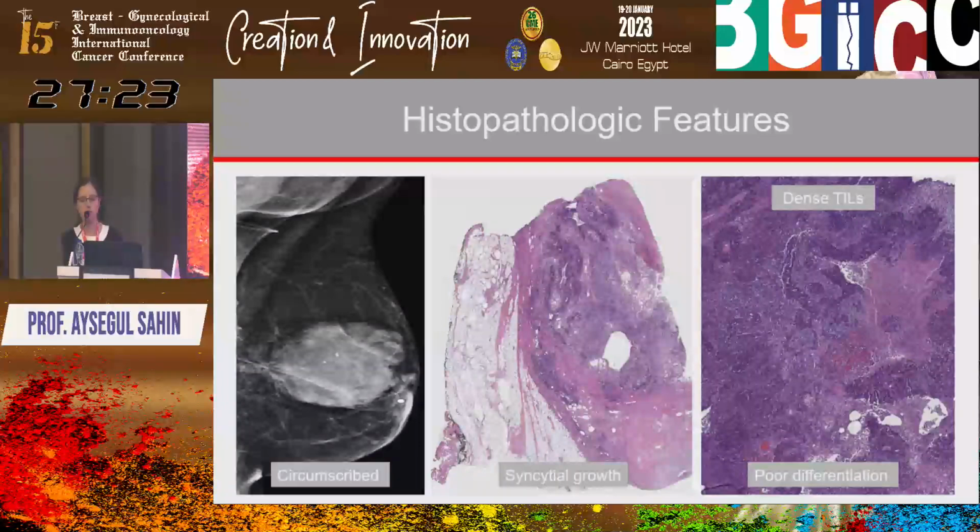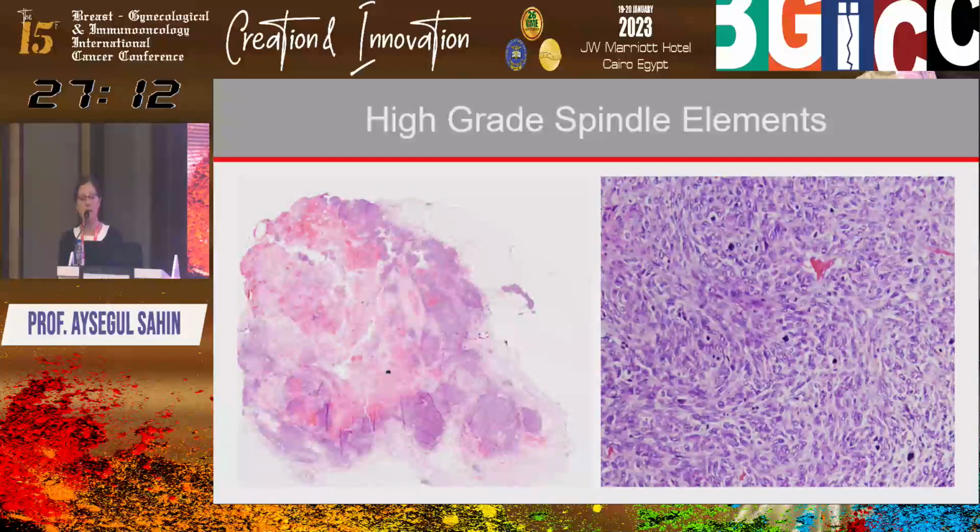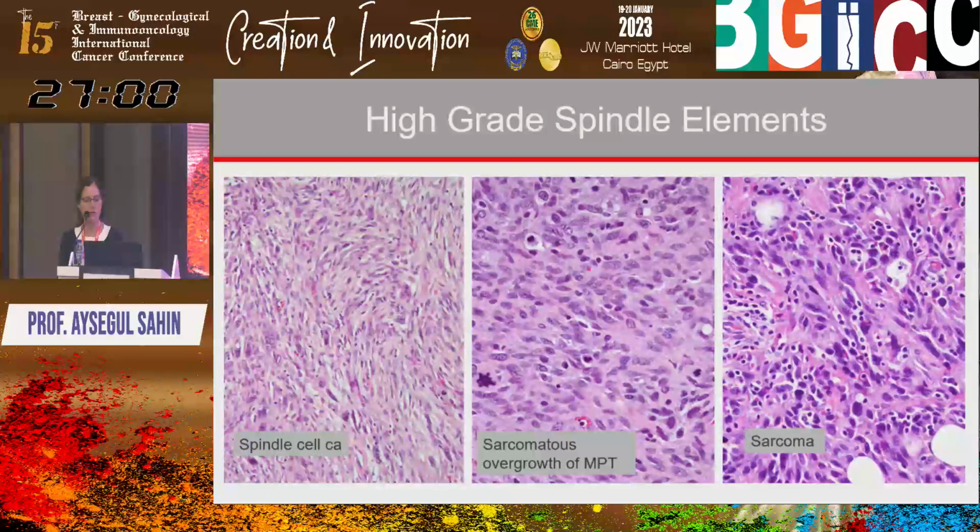And the circumscription can also be appreciated histologically. These tumors usually have a solid growth pattern with dense lymphoplasmacytic infiltrate. And they are also associated with spindle cell elements. And importantly, these are high-grade tumors with increased mitosis. And if you have these lesions on small core biopsies, and you have high-grade spindle cells, this is our differential diagnosis. It can be spindle cell carcinoma, sarcomatous overgrowth of malignant phyllodes tumors, or primary sarcoma.